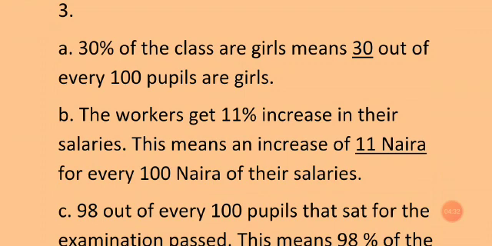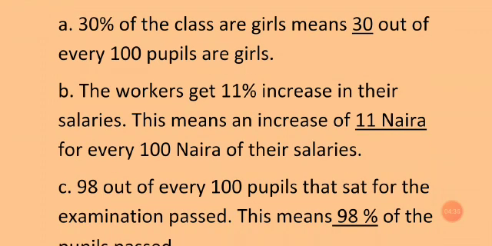Number 3A, 30% of the class are girls. This means 30 out of every 100 pupils are girls. You remember that percent means out of 100. So every 30 out of every 100 pupils in the class are girls. So if we have 100 pupils in the class, 30 of them are surely girls.